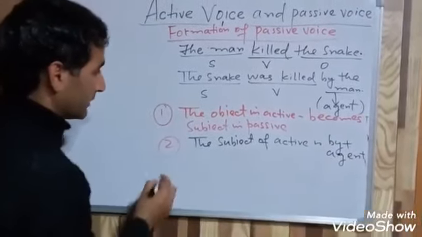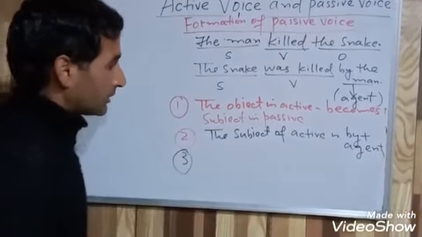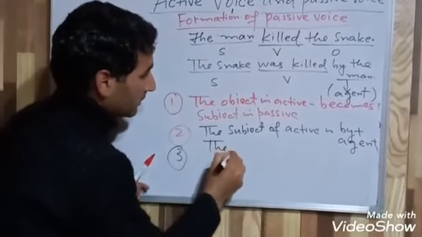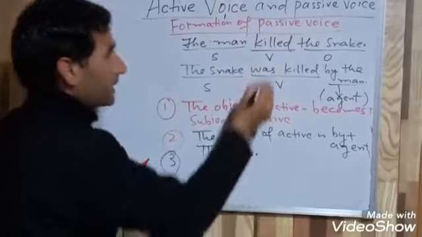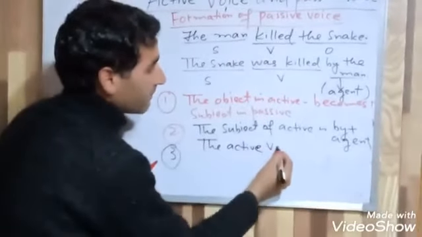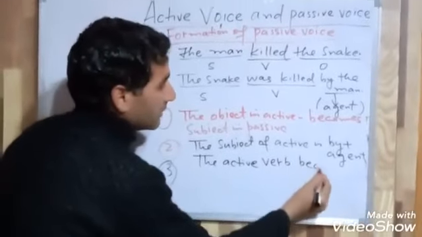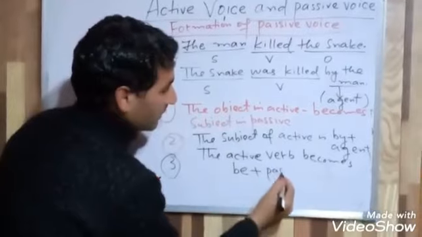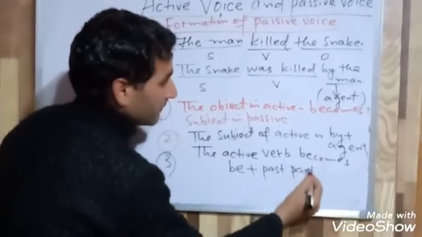And number third, the active verb, here it is killed, was killed. The active verb becomes be plus past participle.